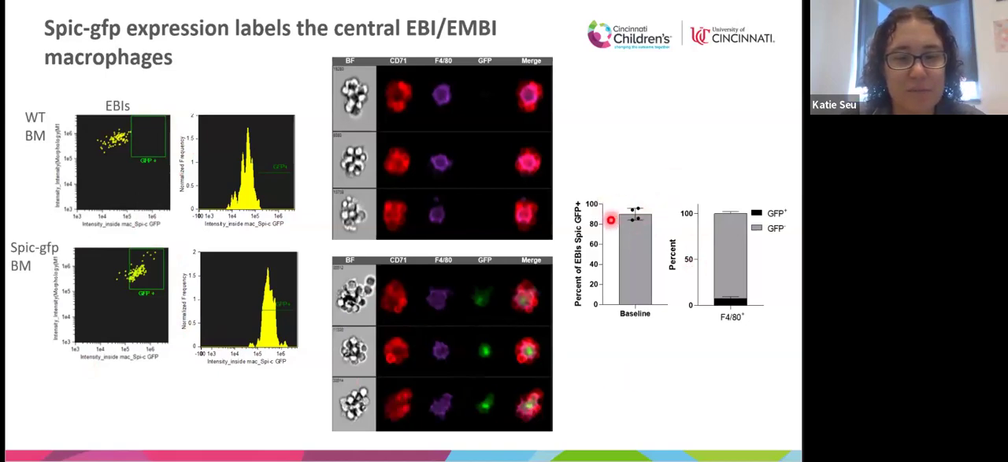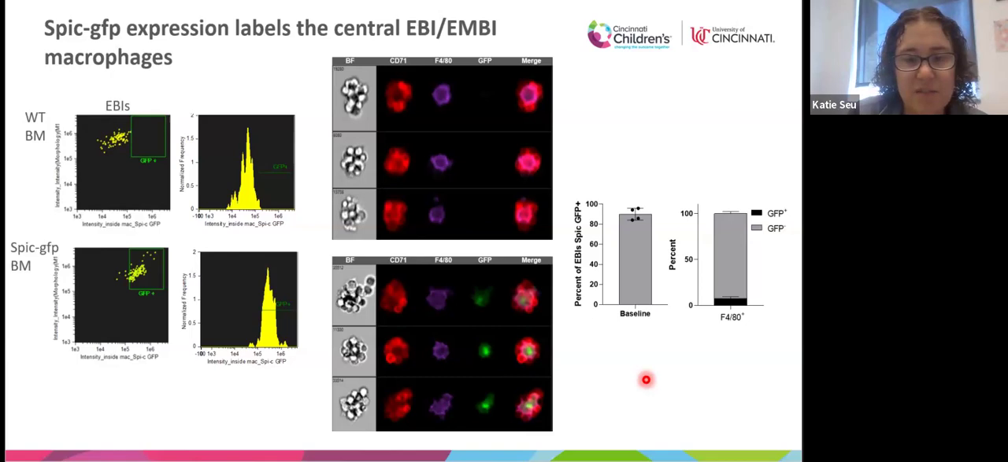And so this is quantified here. And not only is it in most of the EBI macrophages, but it's relatively low expressed across the bone marrow. It's less than 1% of the total bone marrow that are SPICE positive cells, and it's a really small percentage of the total F480 positive cells. So this could be a very sensitive and specific marker for the erythroblastic island macrophages.